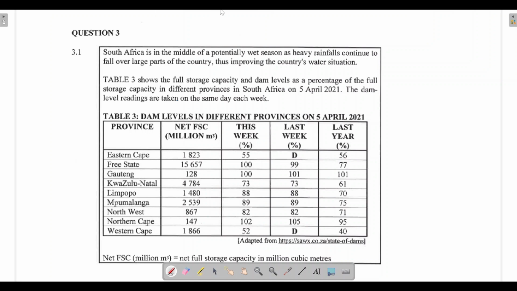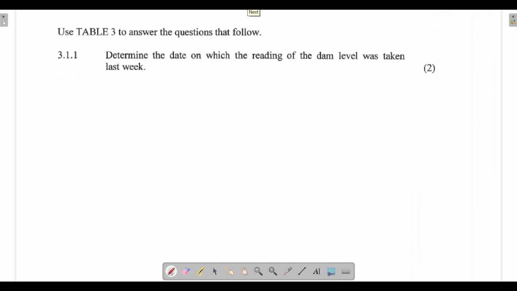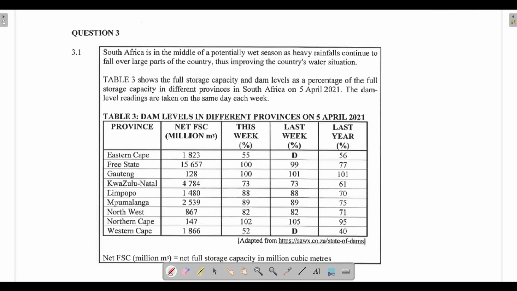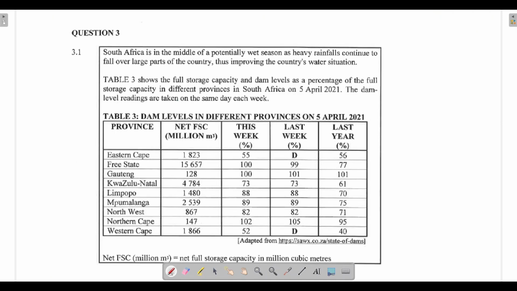So basically, that is how we are going to read this table that is given to us, right? So let's have a look at the questions. Question 3.1.1 says use table 3 to answer the questions that follow. So we're going to use this table, and we're going to answer questions that are given to us. First question says determine the date on which the reading of the dam levels was taken last week. So we're going to focus on the column that has last week, and we want to determine the date on which these dam level readings were taken.